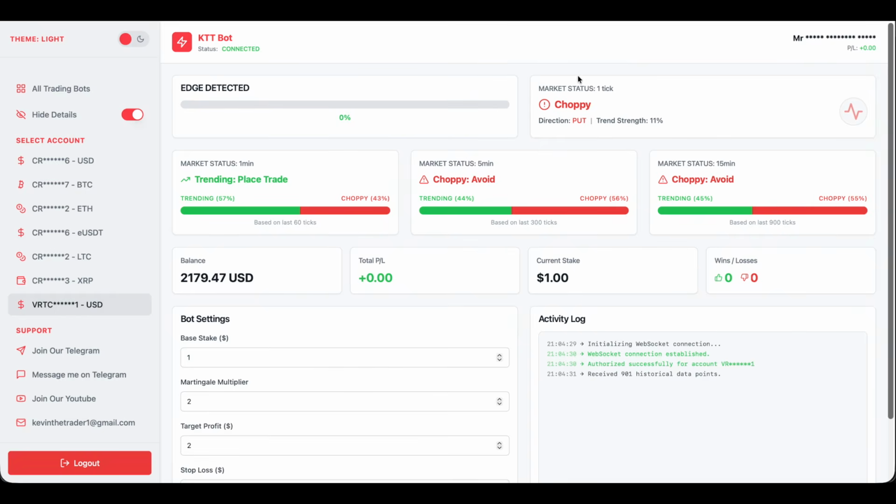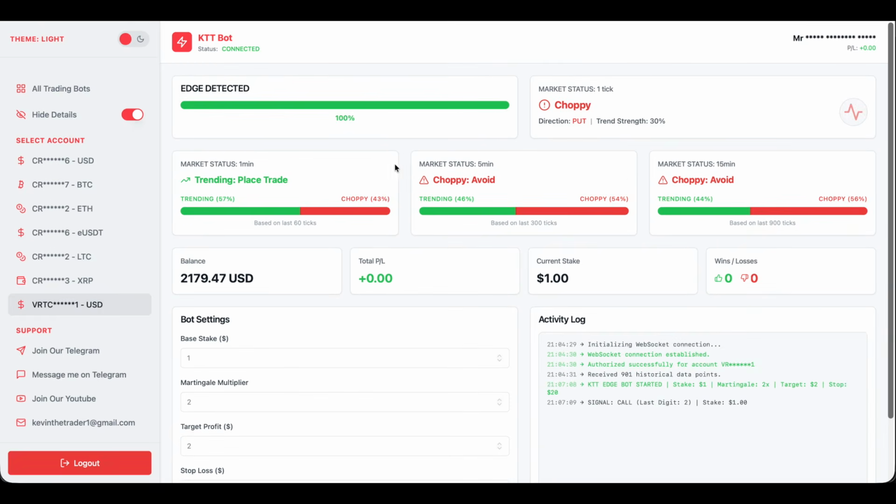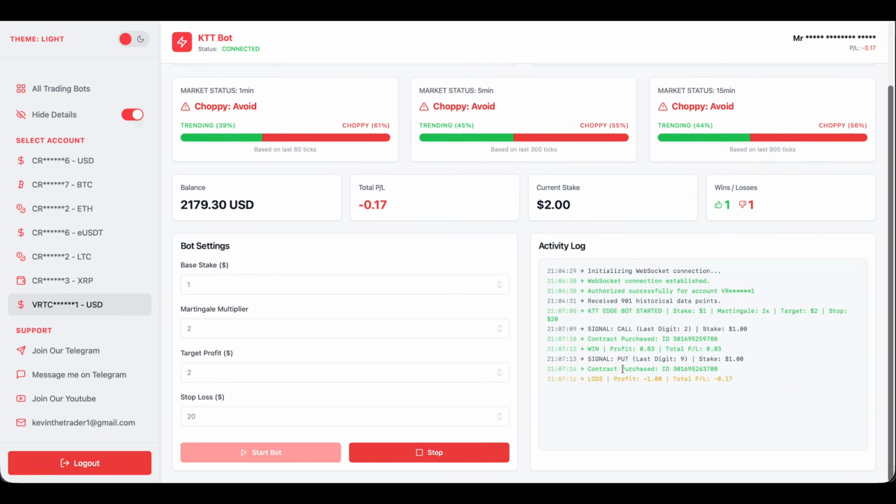So, as you can see here, if the trending is above 30%, now it is 57%, we can take the trade. But we only take the trade if this market status on one tick is also trending, as you can see. So this way we can place a trade. So it was trending, and this is now above 30%. So you see, most of the time it will be a success.